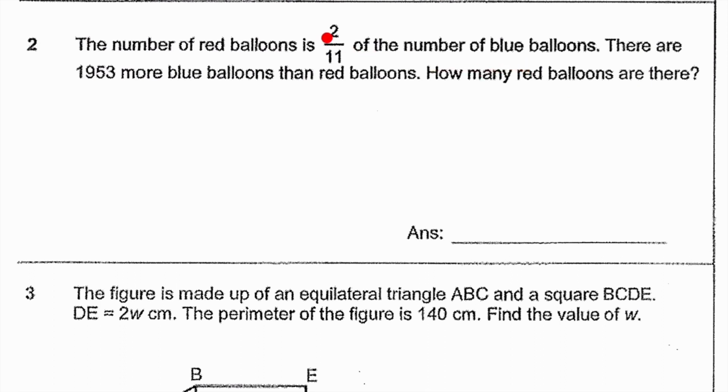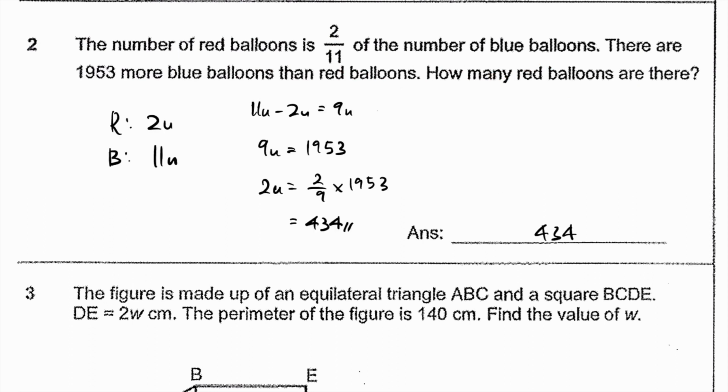The number of red balloons is 2/11 of the blue balloons. So right off the bat, the left-right arrows, 2 units for reds, 11 for blues. There are 1953 more. The difference is 9 units, which represent the actual number 1953. That means how many reds are there? So we're interested in 2 units. So 2 9ths of 1953 gives us 434. Of course, you can find 1 unit and then go on to 2 units.